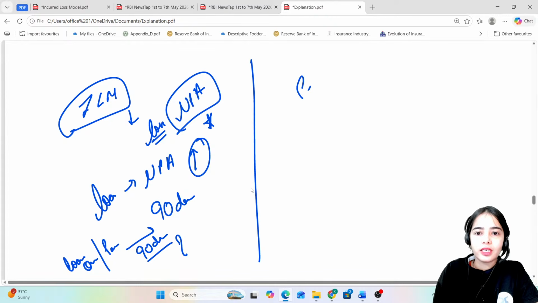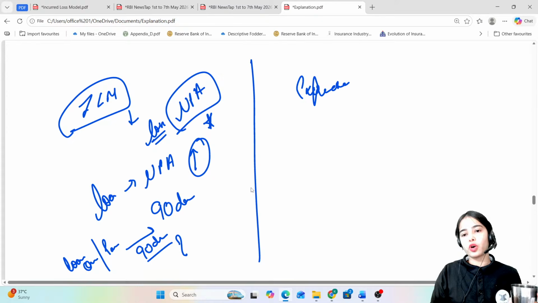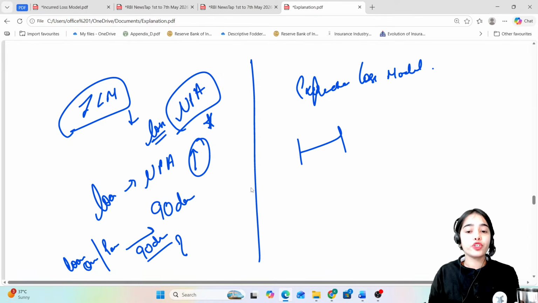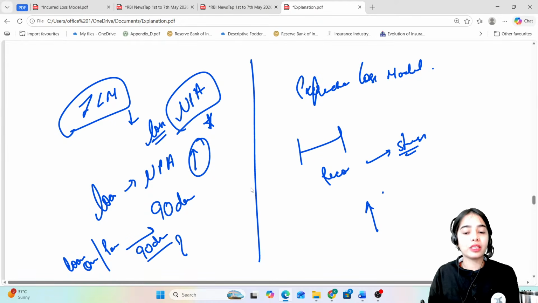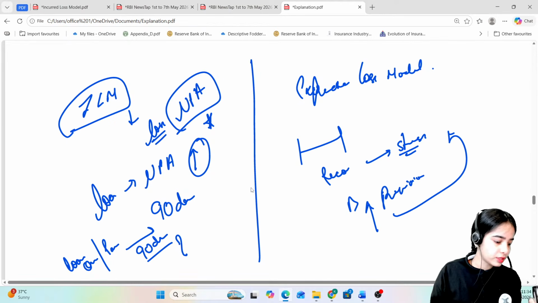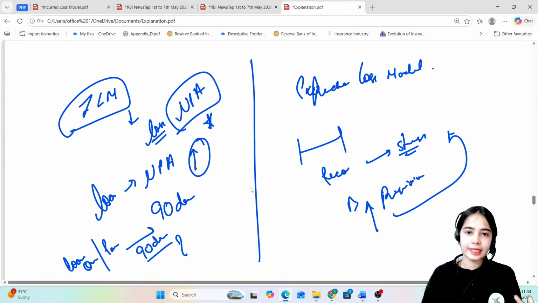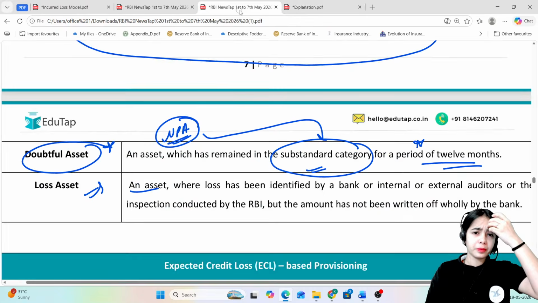So the expected loss model says that in the initial period only, we should recognize the stress, we should take steps to handle the stress, and the bank has to maintain higher provision to handle this kind of stress. Got it? Let's see this through an example so that you understand it better.